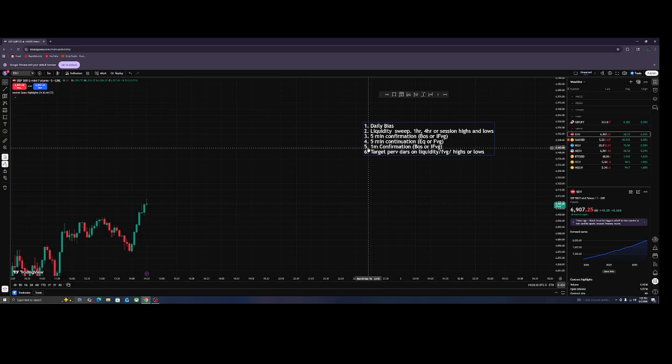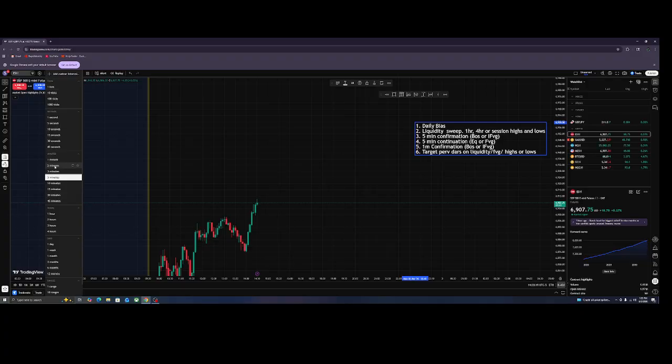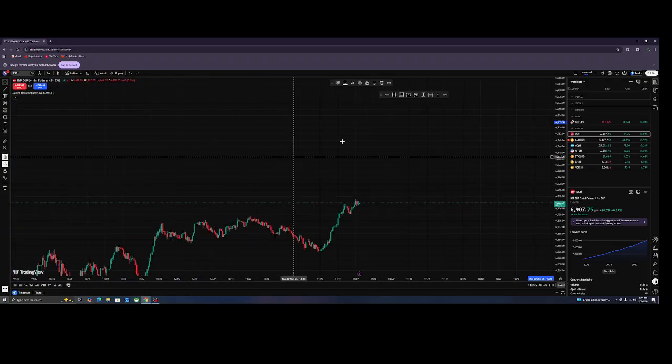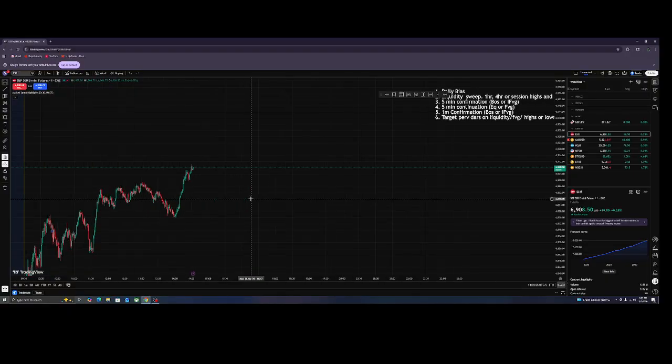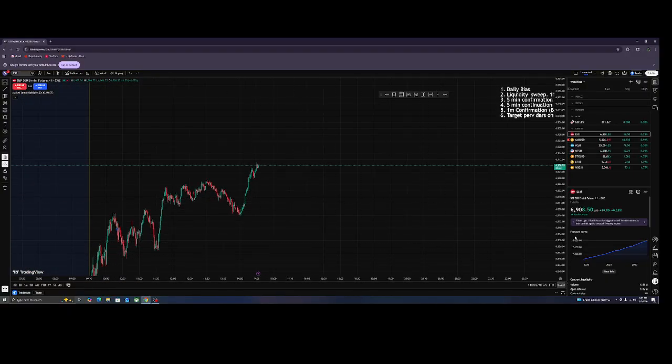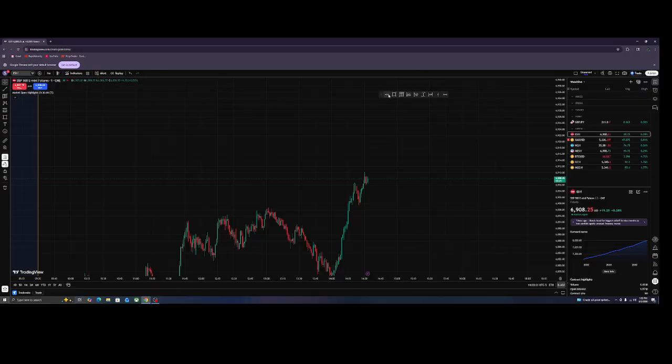So after that, you need 1-minute confirmation for again break of structure or inverse fair value gap, meaning you go to the 1 minute chart. After everything has been done, you just want to get your last confirmation that okay, it's continuing into a direction I want to go to, right? So we go to the chart, we look for a 1-minute break of structure or IFG, inverse fair value gap.